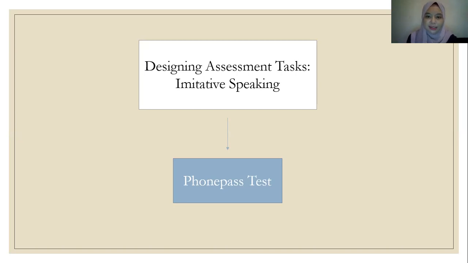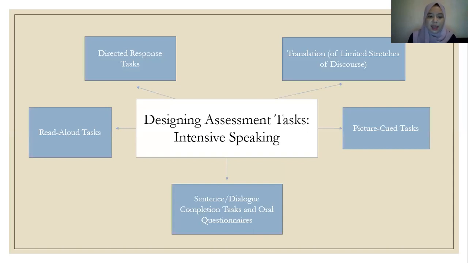And the next is designing assessment tasks in intensive speaking. There are 5. The first one is the directed response task, and then the read aloud task. And the third is the sentence and dialogue completion task, and oral questionnaires. And the next is the picture cue task, and the last one is translation of limited stretch of discourse.